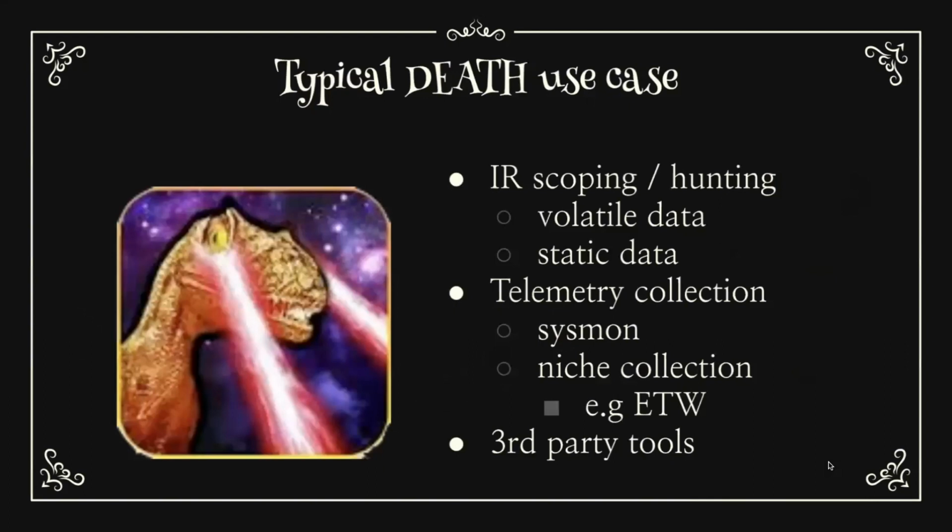So really simple architecture. But the use cases that we have from a DFIR standpoint are your traditional DFIR, IR scoping or hunting, looking at volatile data points or static data points on the disk, but we can also do telemetry collection. In Velociraptor, we focus on Sysmon, but we do novel ETW collections as well. And it's really up to the user what they want to deploy. Most of this workshop is focusing on the top bullet point.